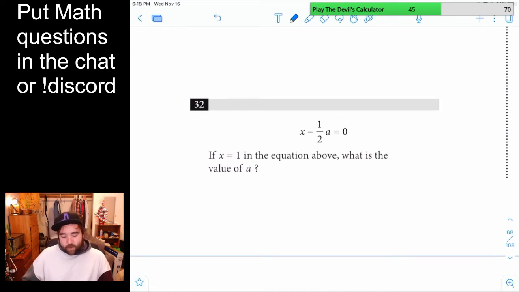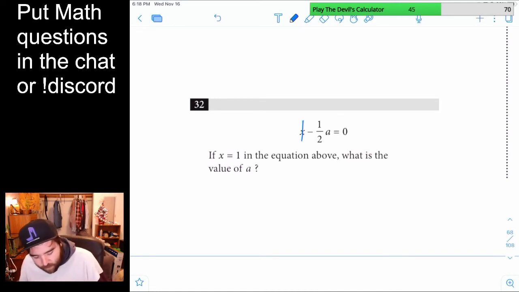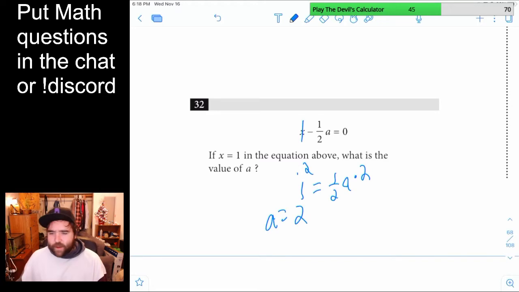If x equals 1 in the equation above, what is the value of a? Well, it's just one of those again. We just plug in 1, and then we're going to solve for a. So how would I solve for a? I would add that 1/2 a to the other side, and then you just got to multiply by 2 to cancel out the 1/2. So a equals 2.